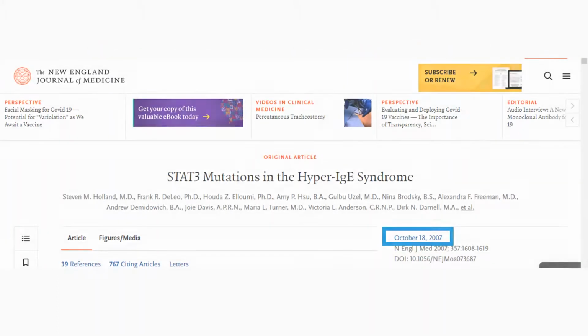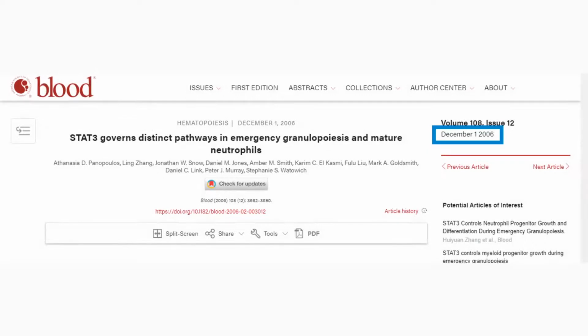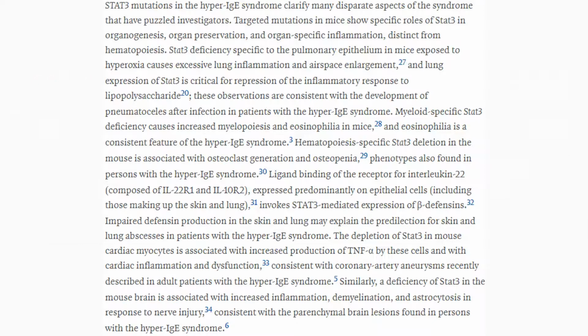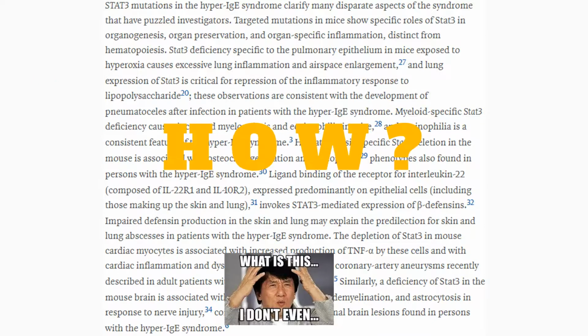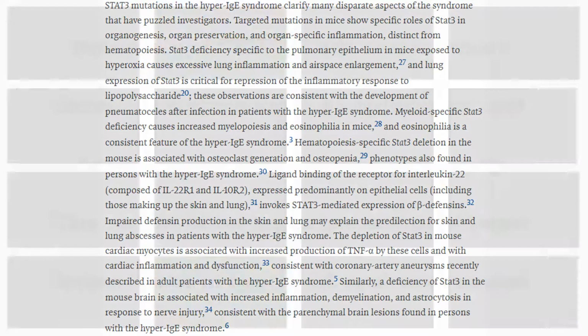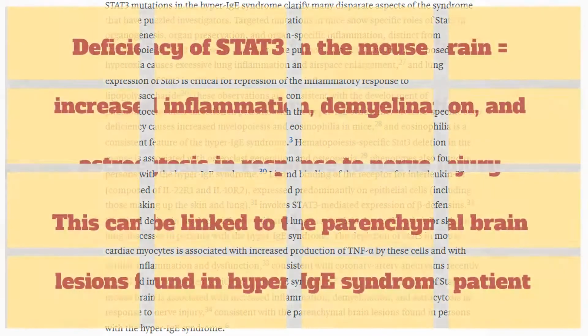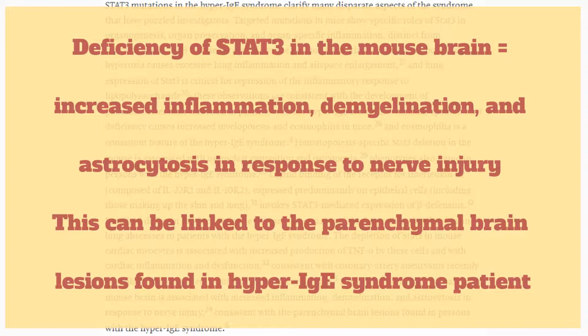A 2007 study compared the effects of STAT3 mutation in mice, which were studied in a 2006 study, with the symptoms of hyper-IgE patients and tried to provide an explanation for how the various symptoms occur. For example, one of the hypotheses was that a deficiency of STAT3 in the mouse brain is associated with increased inflammation, demyelination, and astrocytosis in response to nerve injury, which is consistent with the parenchymal brain lesions found in persons with the hyper-IgE syndrome.